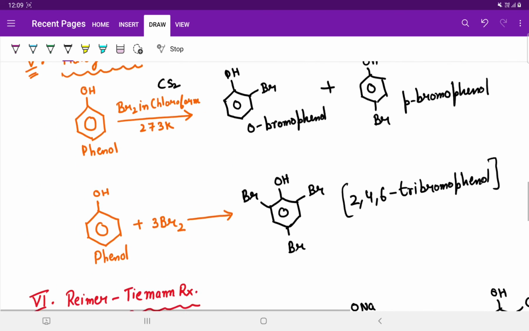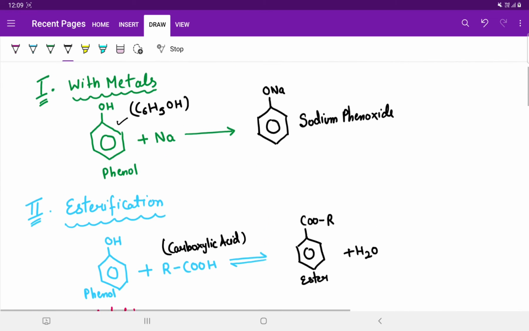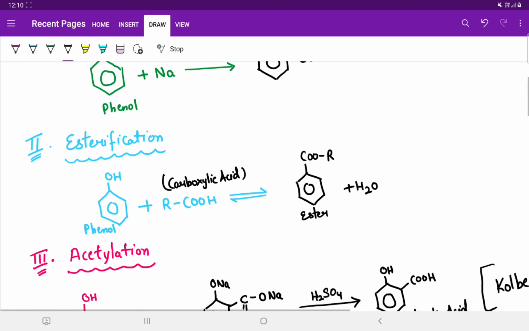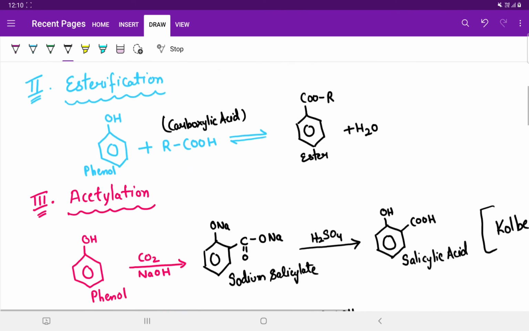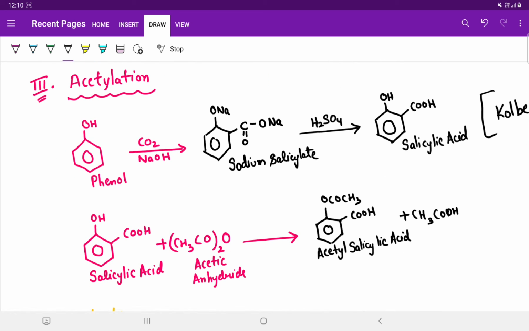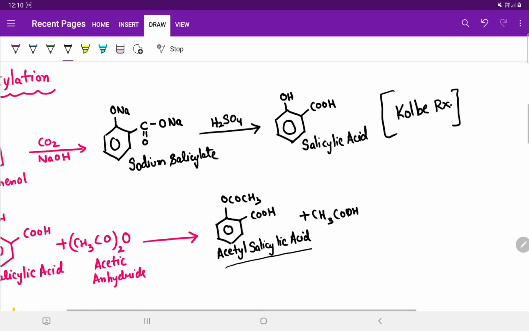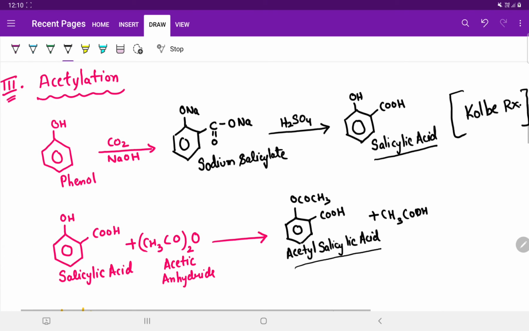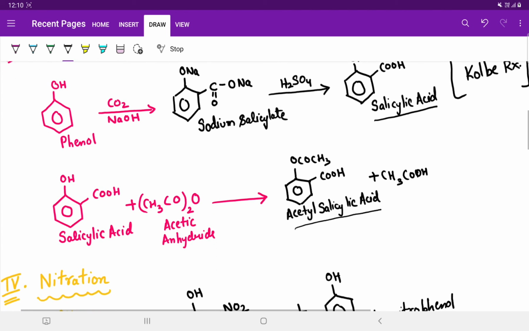So, I hope students now you are clear with all the properties. We have covered the reaction with the metals that leads to formation of phenoxides. Then the esterification reaction, the corresponding esters are formed. In the acetylation, the end product is acetyl salicylic acid that is formed. The first reaction is the Kolbe reaction, that is the formation of the salicylic acid. And the acetylation occurs when the salicylic acid is reacted with acetic anhydride to form acetyl salicylic acid.